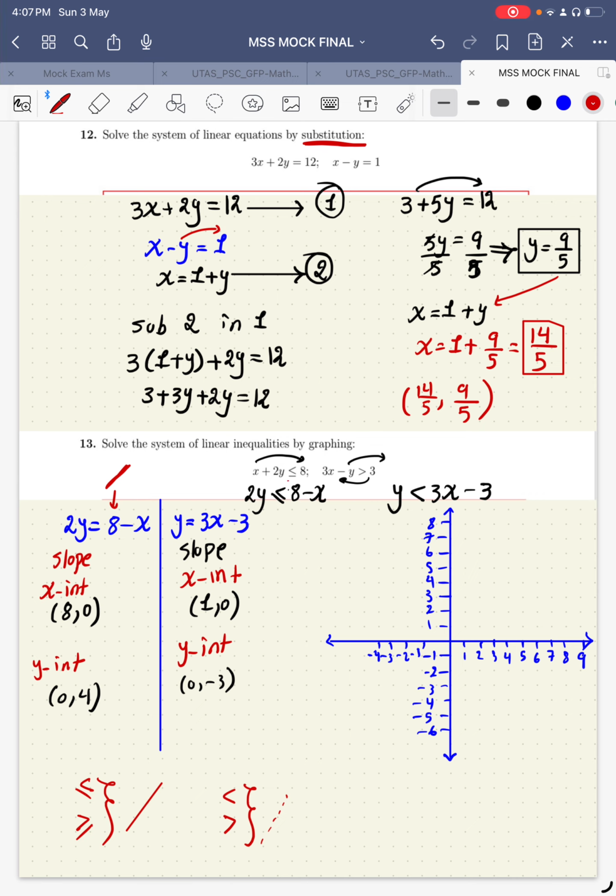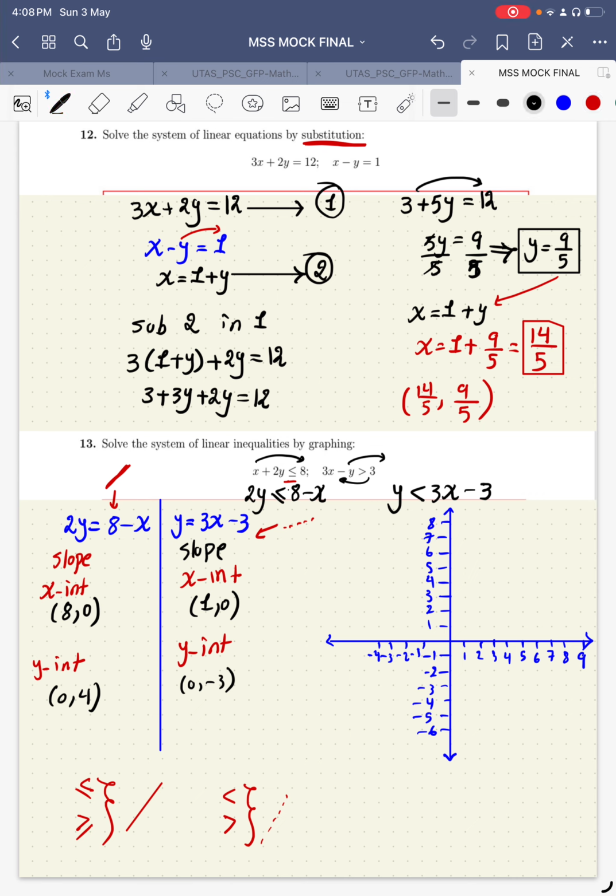Why? Because we have here x plus 2y is less than or equal. If I have less than or equal, it means I always need to put my line as a solid one. And for this one, it will be dotted. Why will it be dotted? Because 3x minus y is greater than. When I have a notation of greater than, there's no equal, then the line should be dotted. So with that being said, now we can sketch or we can draw our lines.